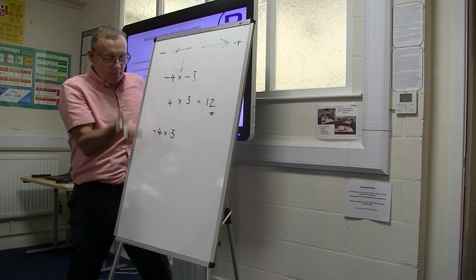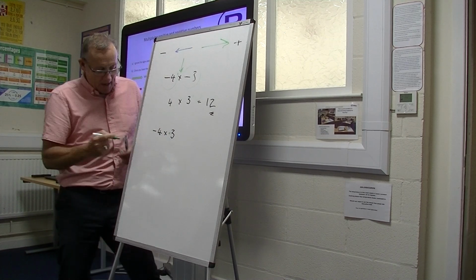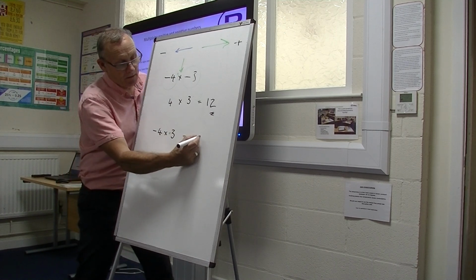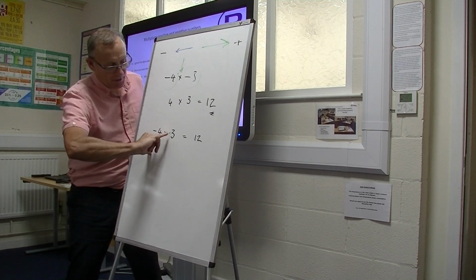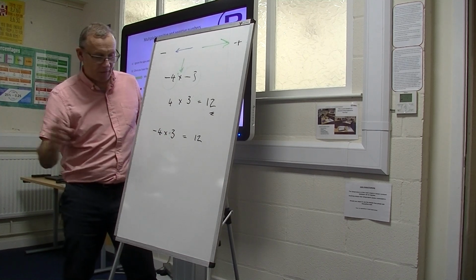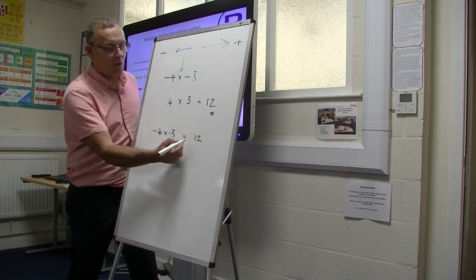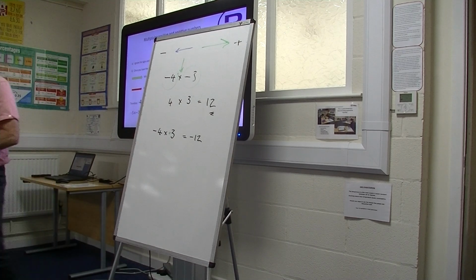So we put that method into action. Ignore the signs, 4 times 3 is 12. Then look at the signs: we've got a negative 4 and a positive 3, so we've got two different signs. When the signs are different, the answer is always negative. So the answer there would be negative 12 or minus 12. Does that make sense? Yeah?